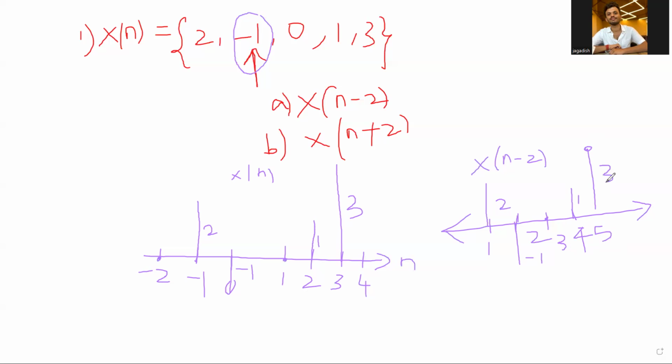In x of n plus 2 signal, you need to shift towards the left. Whatever you have will go 2 positions backward, that is, it starts from -3. At -3 you will be having 2. I think you know how to plot. Any doubt in this?